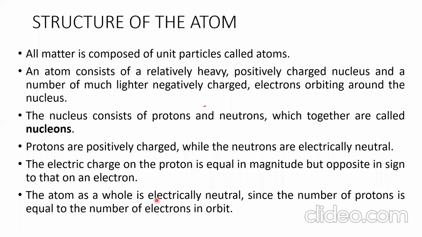The atom as a whole is electrically neutral, since the number of protons is equal to the number of electrons in orbit. The neutrons are chargeless. It means the magnitude of charge of protons is equal to the magnitude of charge of electrons. The magnitude of positive charge is equal to the magnitude of negative charge, so they will balance each other. So the atom as a whole is chargeless, it is neutral.